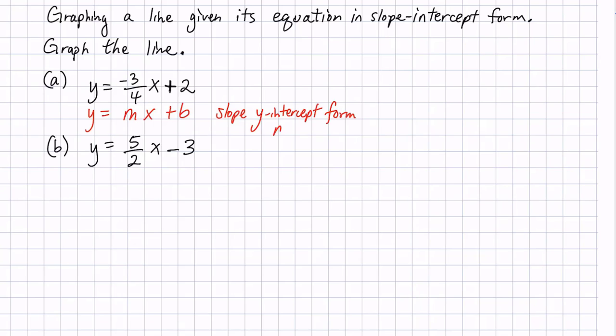And so m, remember, is up or down over right or left. So in this case, it says down 3 and right 4. So in some ways this is down 3 and then right 4.